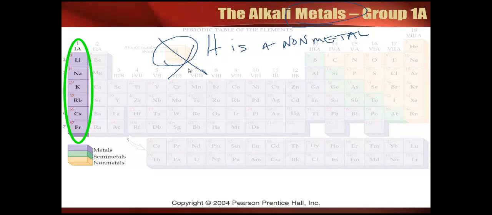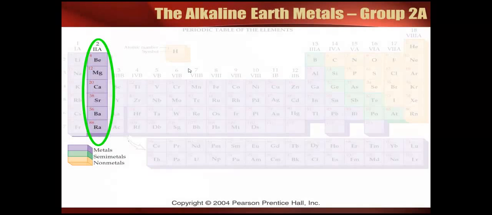Hydrogen's not included. It's a trick question I often ask a lot of time on quizzes and tests. This next group here, group 2A, is called the alkaline earth metals. Notice the different spelling on the end. Alkaline is another word for base, like when we're talking about acids and bases.